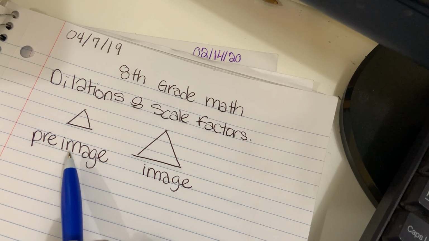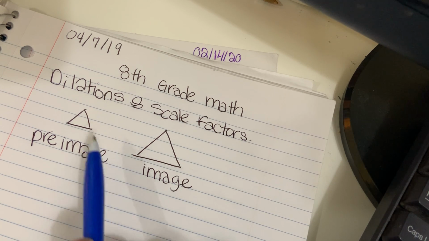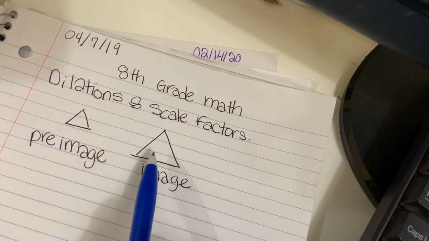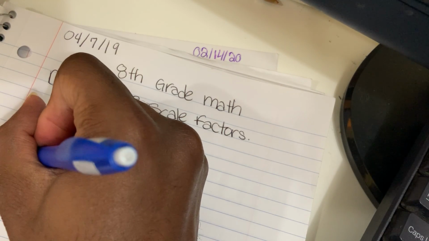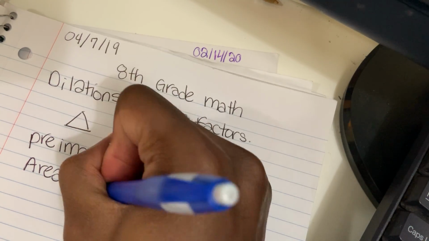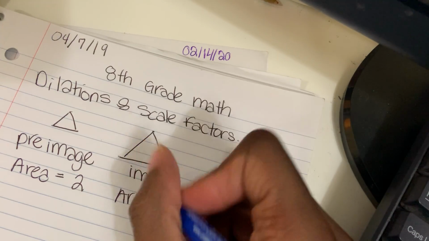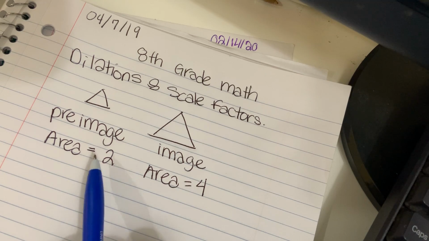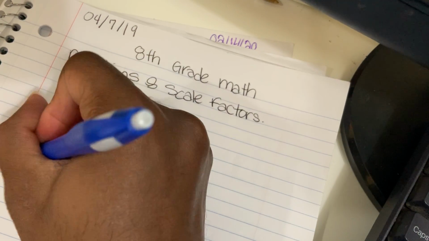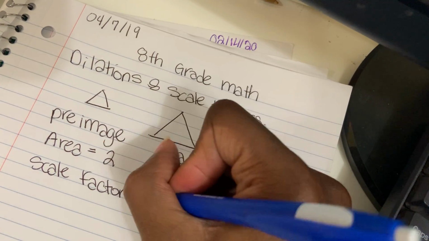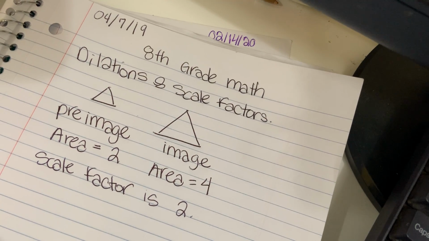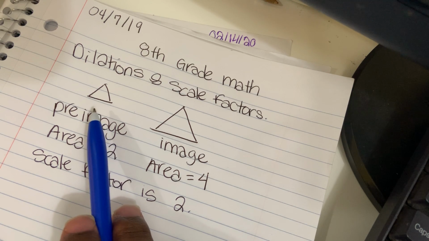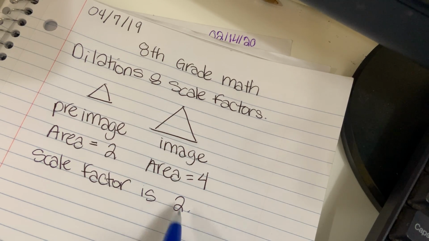So let's say that the area for our pre-image is half the area of our image. So what we would know is that our pre-image, let's say that the area is equal to 2, and the area of our image is equal to 4. All right? So the scale factor would be a scale factor of 2. What this means is that we multiply our pre-image by 2, and our image is going to be 2 times as large as our pre-image.